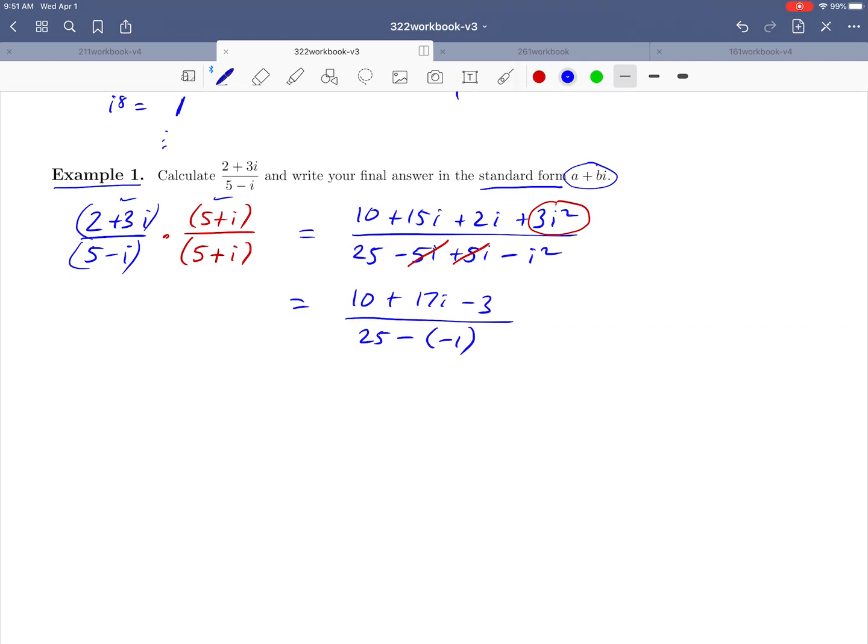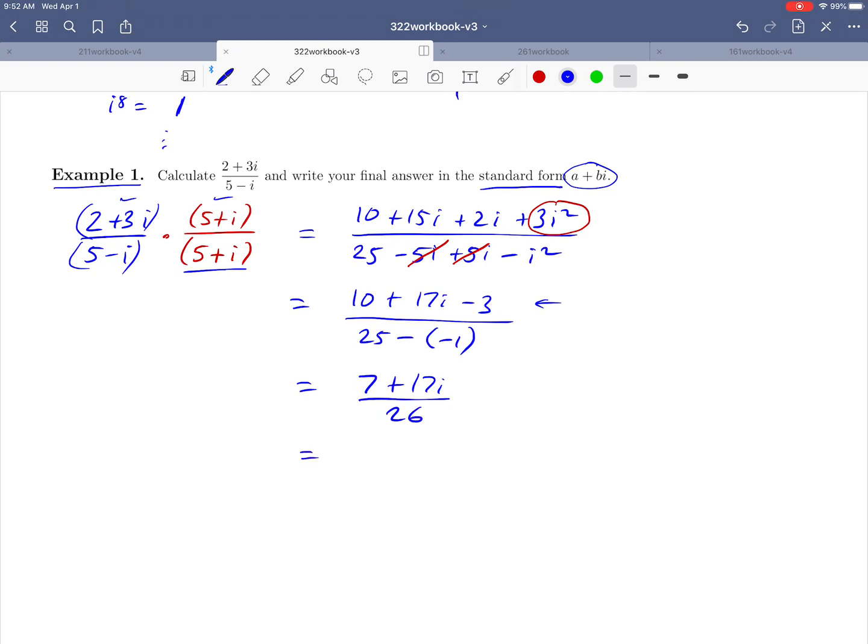So notice what has happened in the denominator. All of the instances of i disappeared, and that was the purpose for multiplying by the 5 plus i. We wanted to turn the denominator into just a real number, and we did that. Continuing here, looking at the numerator, we've got a 10 minus a 3. Let's put those together and write it as a 7 plus a 17i. And in the bottom, we've got a 26.